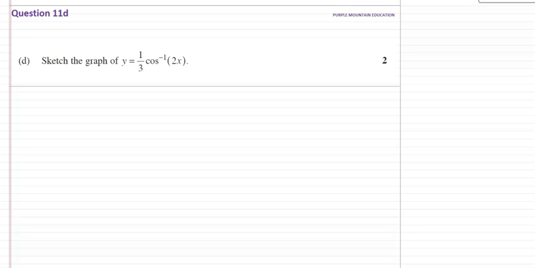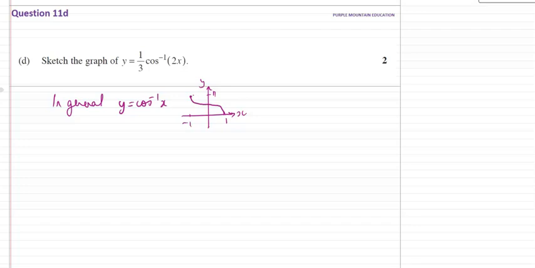Question 11d. Sketch the graph of y equals a third inverse cos of 2x. Pause here to try yourself. So in general, I know what an inverse cos graph looks like. It's between 1 and minus 1 on the x-axis, not y, and it's up here at pi. It's at pi on 2. So it's that. Now that's the vibe of the basic one.